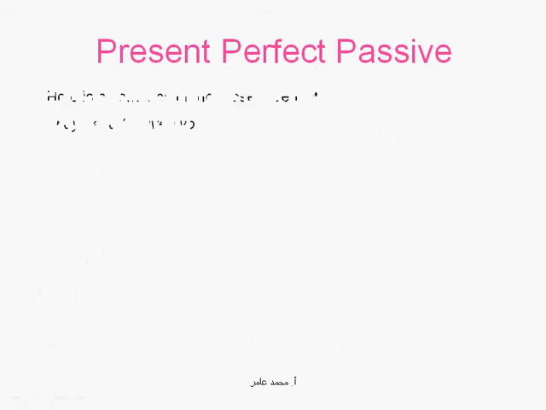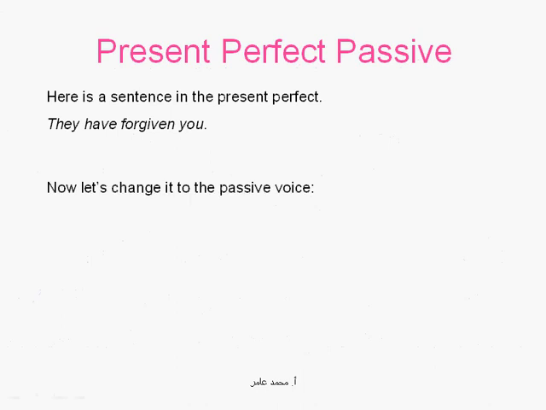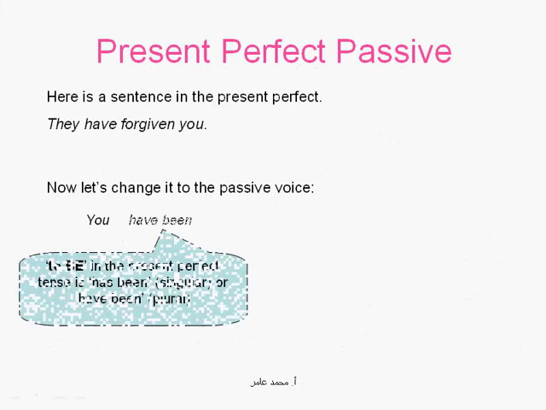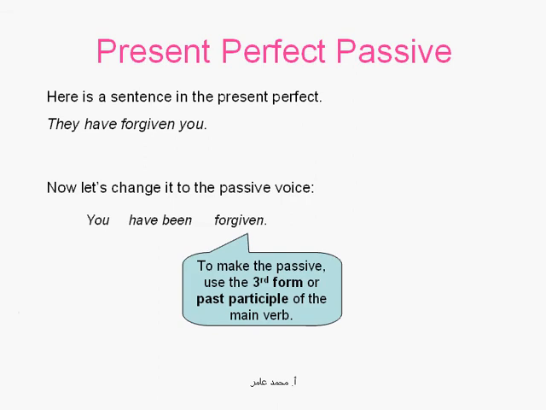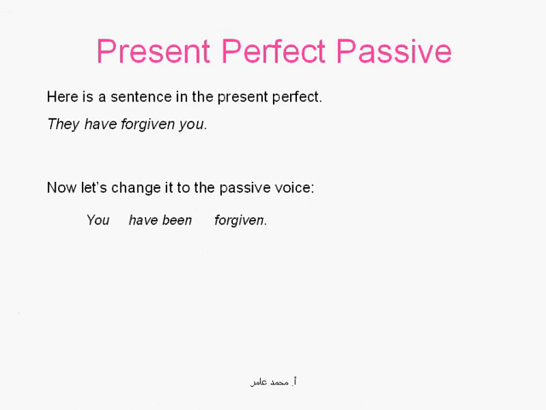Present perfect passive. Here is a sentence in the present perfect: they have forgiven you. Now let's change it to the passive voice. You have been. To be in the present perfect tense is has been for singular or have been for plural. Forgiven. To make the passive, use the third form, or the past participle, of the main verb. You have been forgiven.